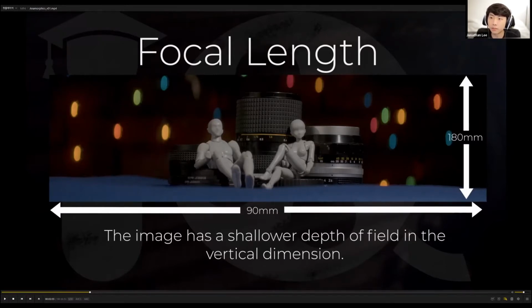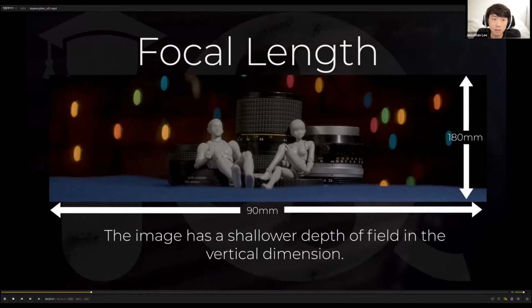And this difference in focal length means the out of focus backgrounds are affected differently. And since they are affected differently, the wider focal length, the horizontal focal length, will have less blur, less out of focus range, less out of focusness than the vertical, which creates these oval bokehs.